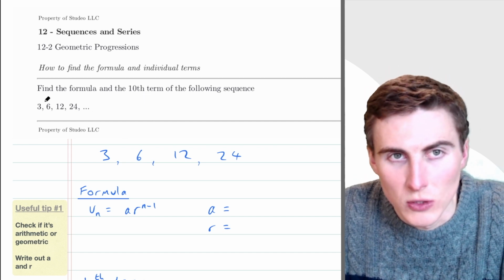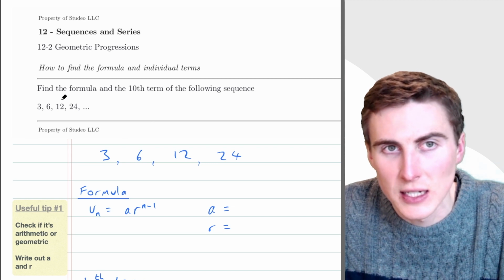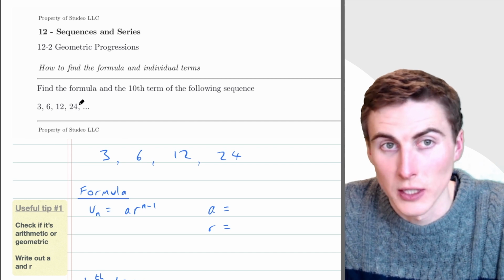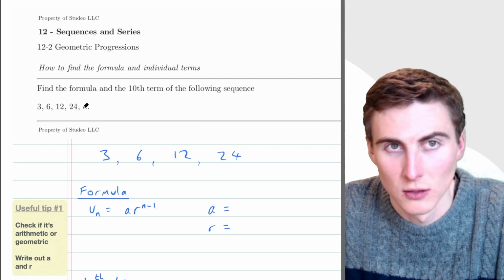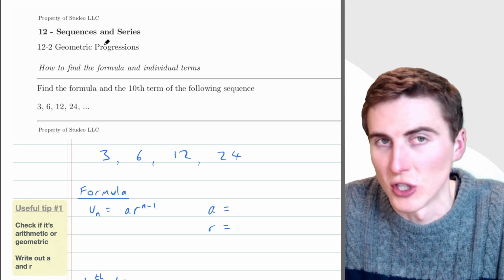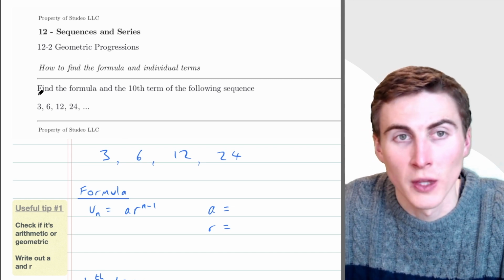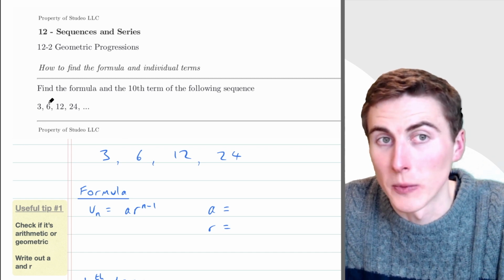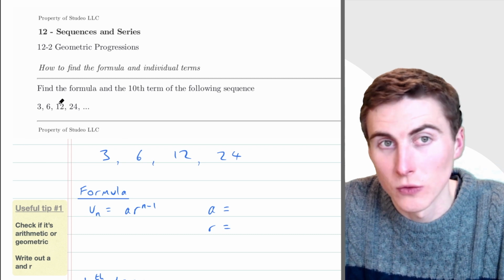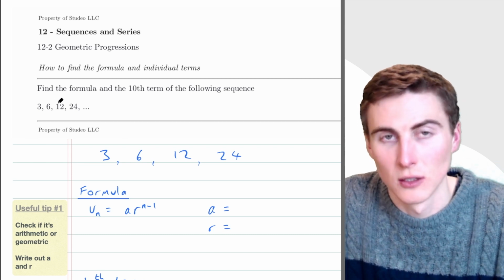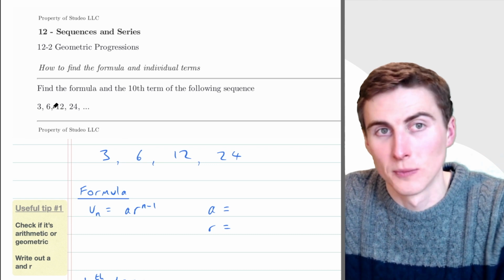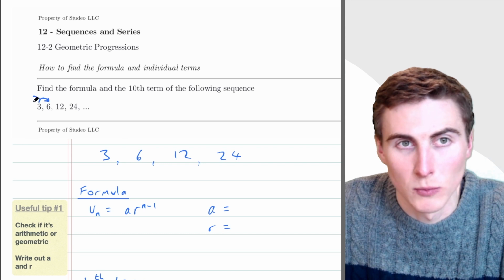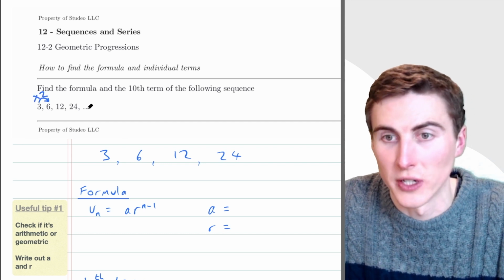So if you look at this sequence here, it says 3, 6, 12, 24. And the first thing we want to do with a sequence like this is just double check what type of sequence it is. I mean, we are now doing geometric progression, so likely it's going to be geometric, but you just want to double check. So to get from 3 to 6, we could add 3 or times by 2. Then to get from 6 to 12, we could add 6 or times by 2 again. So the only thing that we can do both times is multiply by 2. So importantly, we have to multiply by 2 to get from one term to the next.